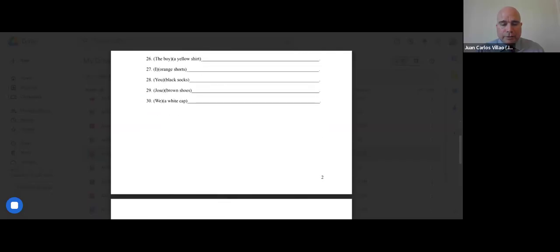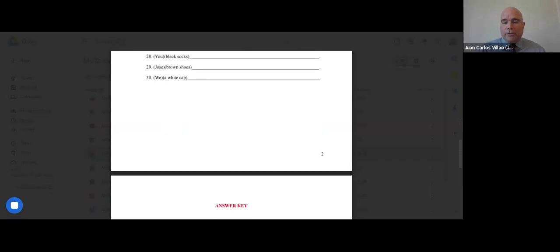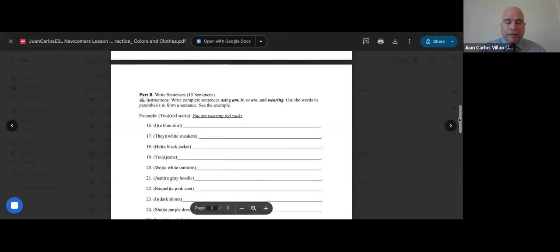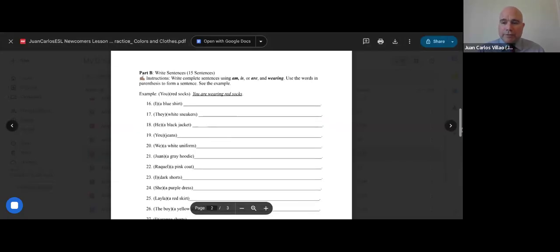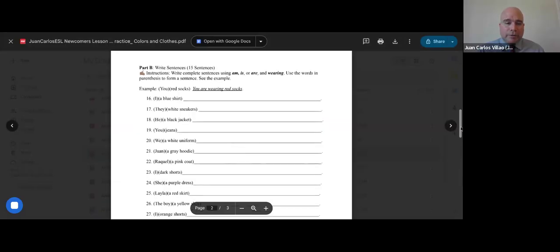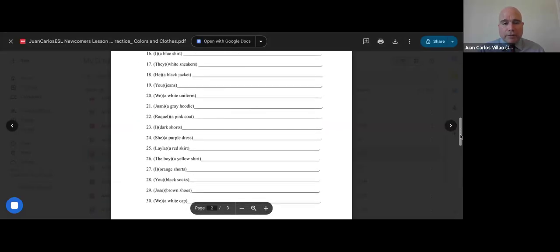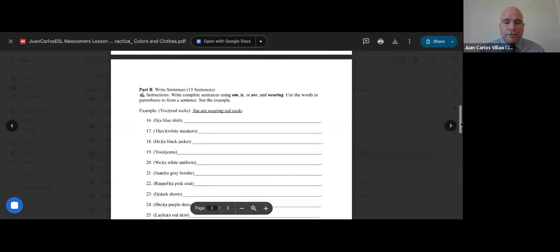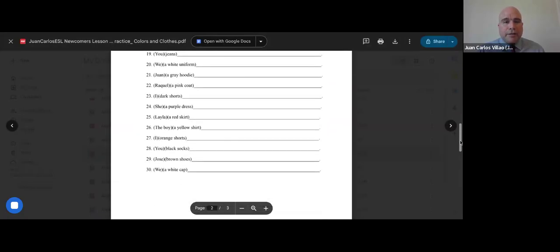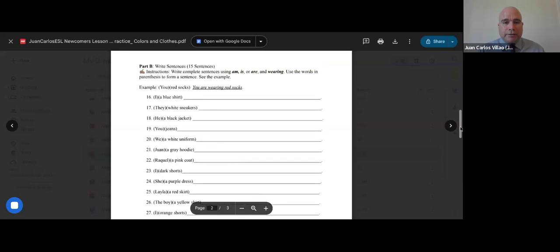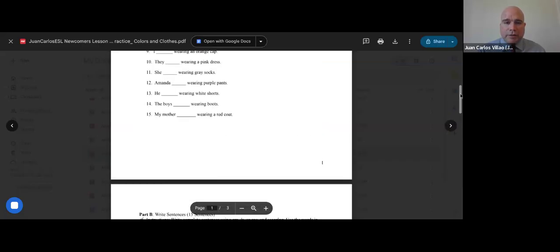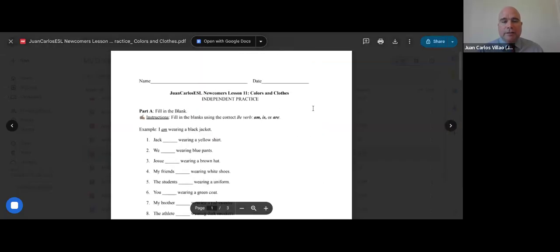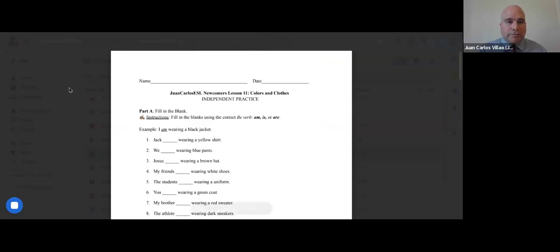And there is an answer key down below. So for the teachers, and also homeschooling programs and correctional education programs, it's there for you. Once you complete the exercise, homeschooling students, you could grade your work, and teachers, you could grade your students' work as well. All right, so that is the independent practice exercise. Again, this is available for you in the Teachers Pay Teachers store, JuanCarlosESL. Lesson 11, colors and clothes, independent practice.